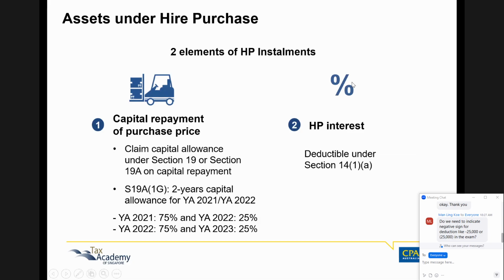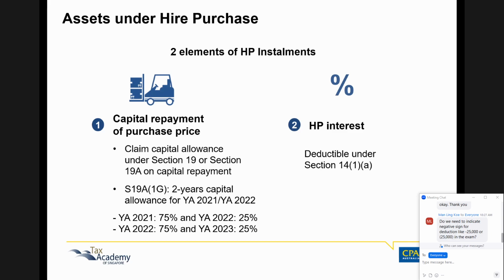So for hire purchase, these are companies that are paying installments, but because they are paying installments, they also have to pay interest for the time value of money. So they also have the hire purchase interest. Then what I want to emphasize is that for that hire purchase interest, you cannot claim CA. You'll claim under your 14(1)(a)(1), provided the conditions are met.